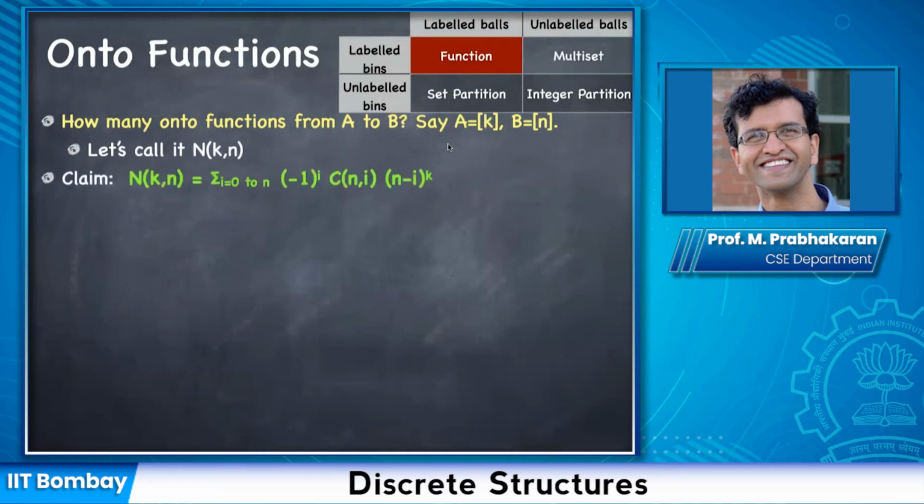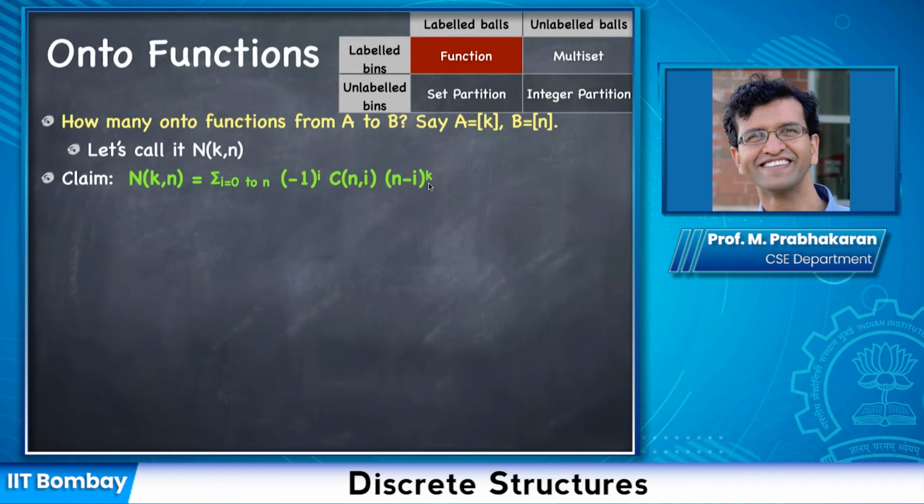And here is the claim that this number is actually equal to the summation here. So there's a summation i equal to 0 to n. So there are n plus 1 terms. And it looks a little bit like the inclusion-exclusion expression in that there's a -1 to the i, so it's an alternating addition and subtraction, but the term here is n choose i times n minus i to the power k. Okay, so let's see, can we prove this?